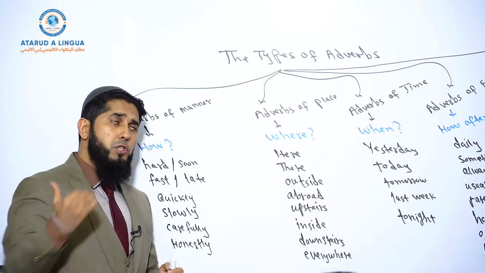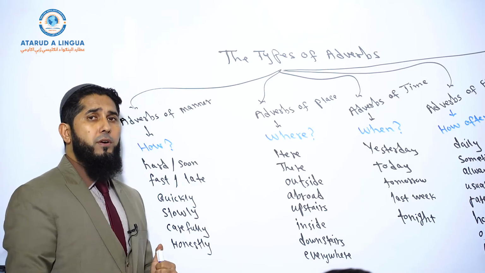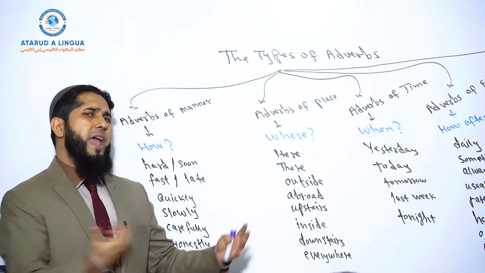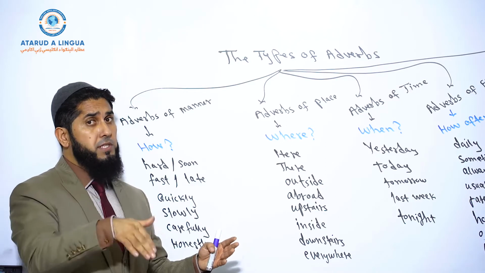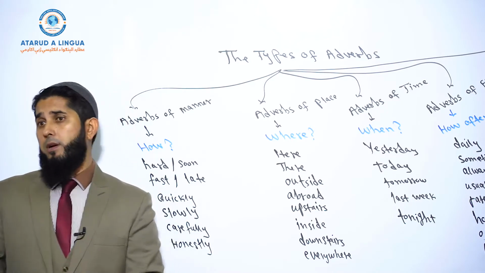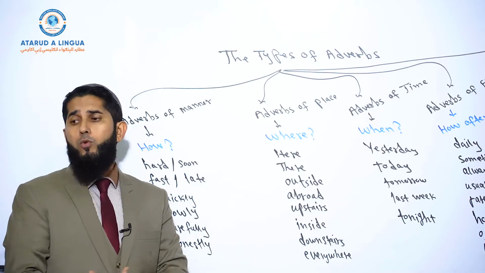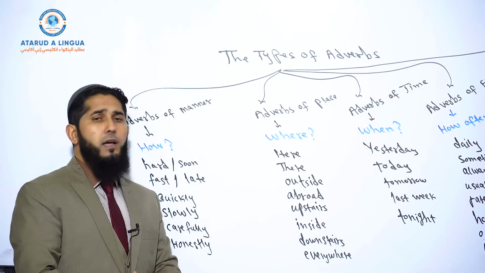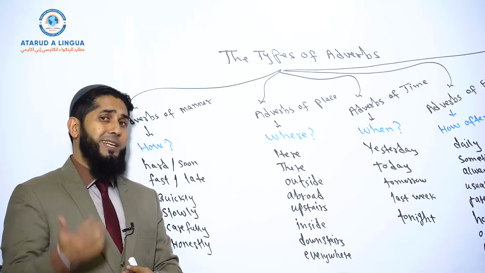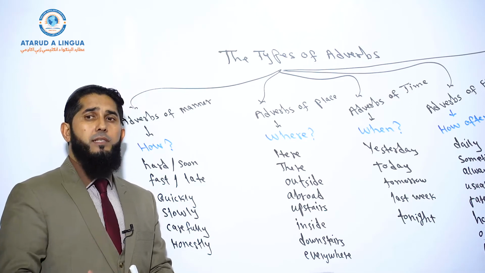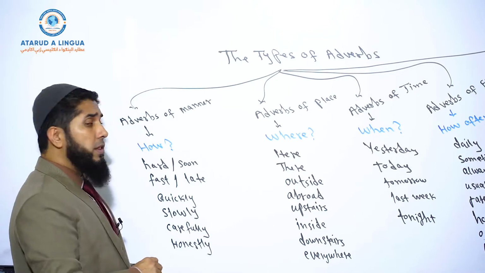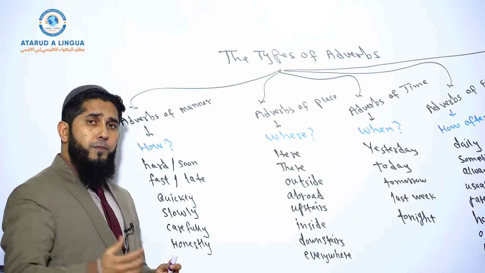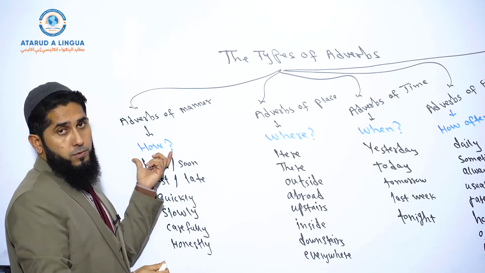And most of the adverbs of manner are taken from adjectives. When you add ly to an adjective, it becomes an adverb of manner. Like quick, quickly, slow, slowly, honest, honestly, beautiful, beautifully, intelligent, intelligently, nice, nicely. So these are all adverbs of manner. And they usually answer the question, how?